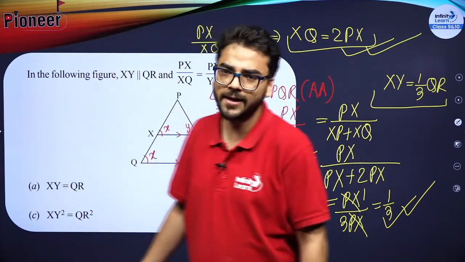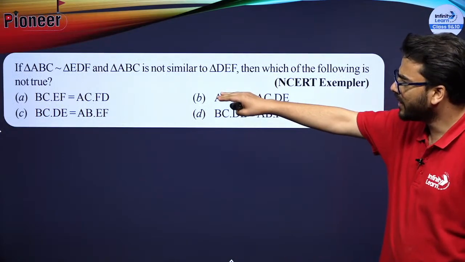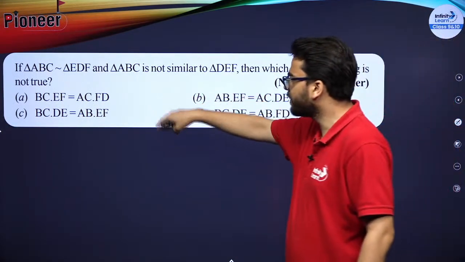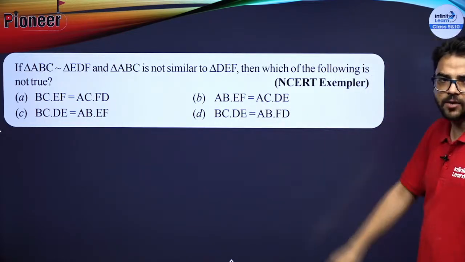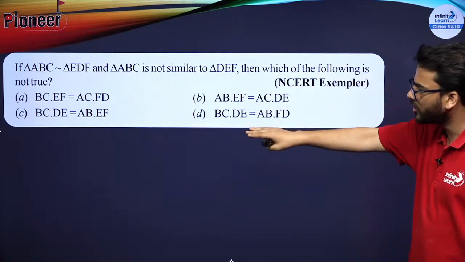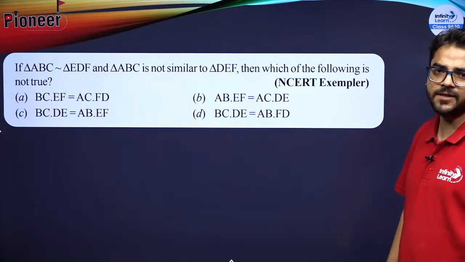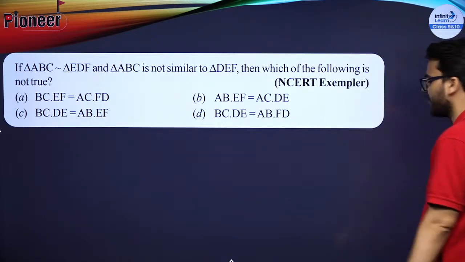Okay, so let's move on. Let's do the next question, guys. Can we try doing this one? If it is given that triangle ABC is similar to EDF and ABC is not similar to DEF, a very basic question on the basis of similarity, then which of the following is not true? You have to select that which is not true out of the given options. You don't have to select the true one.